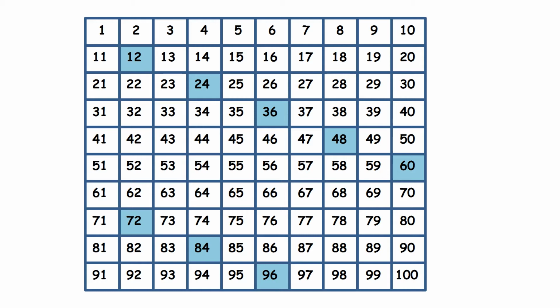So what do you notice about multiples of 12? Multiples of 12 are always even numbers. They always have a units digit of 2, 4, 6, 8 or 0. And you'll also notice these diagonal lines, which we have because when we add 12, we add 10 and 2. So we move down to add 10 and then 2 to the right to add 2.